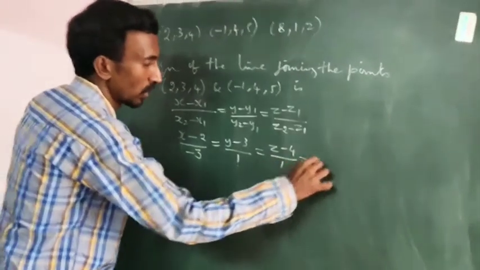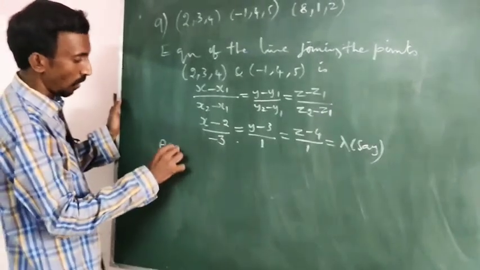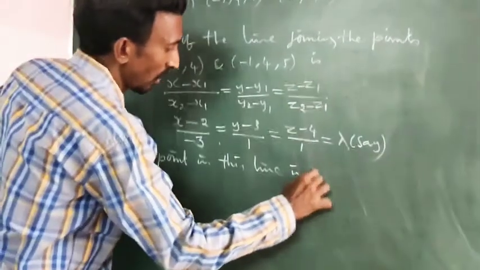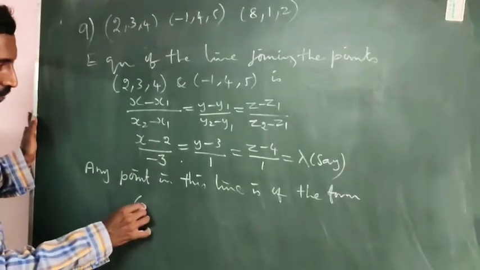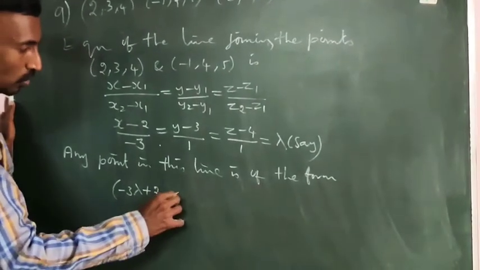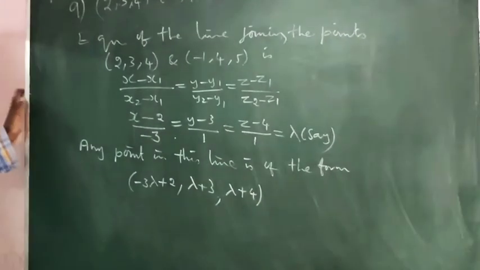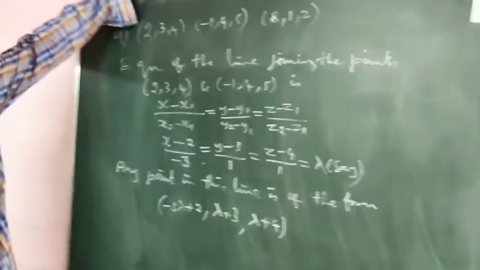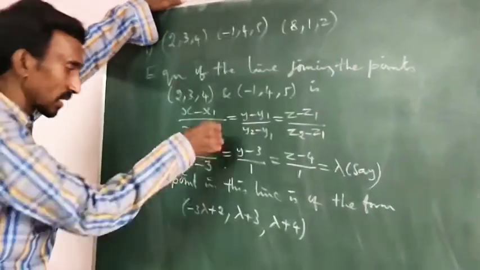So assume it is equal to some lambda. So write the general point on this line. Any point on this line is of the form, so equate one by one and find out. First x is minus 3 lambda plus 2, y value is lambda plus 3, z value is lambda plus 4. So now our aim is to get the third point. For some lambda, if we get the third point, it means the third point also lies on the same line.